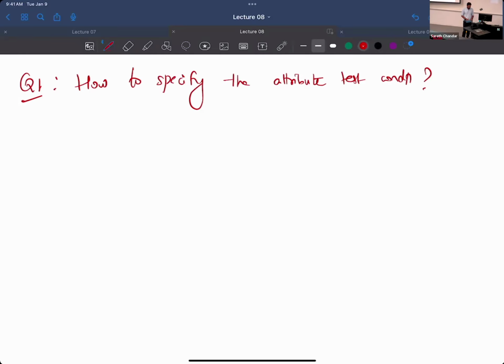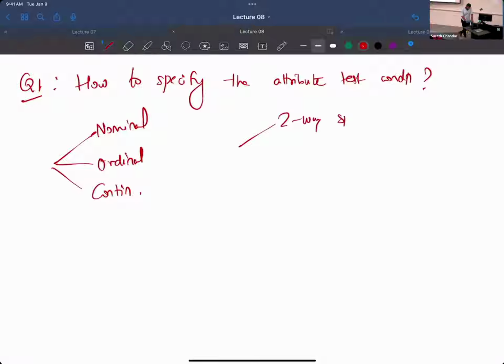I think this really depends on what kind of feature you have. You could have nominal features or categorical features, or you could have ordinal features, which means there's an order in the feature values, or you could have simply continuous features. For each of these kinds of features, we need to come up with different ways to split. And you could also consider two-way splits versus multi-way splits.